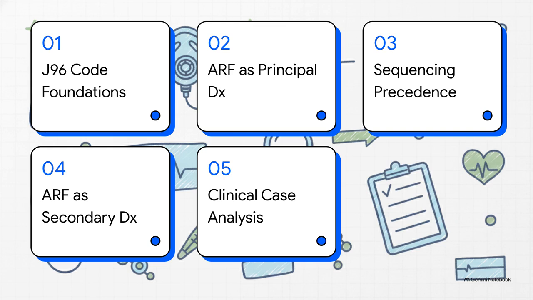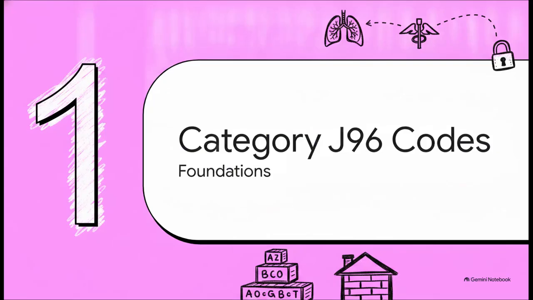We will start with Category J96 Code Foundations, move into ARF as a principal diagnosis, look at sequencing precedence rules, then ARF as a secondary diagnosis, and finally, we'll put it all together with a clinical case scenario analysis. Let's get to it. Starting off with Section 1, our Category J96 Code Foundations.